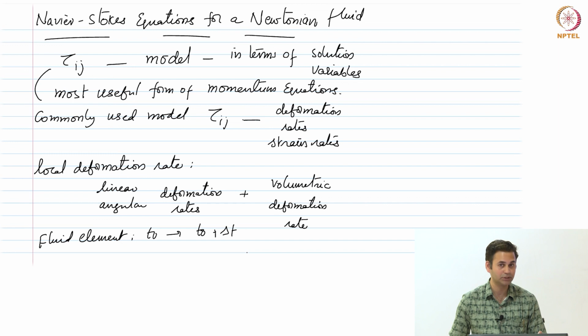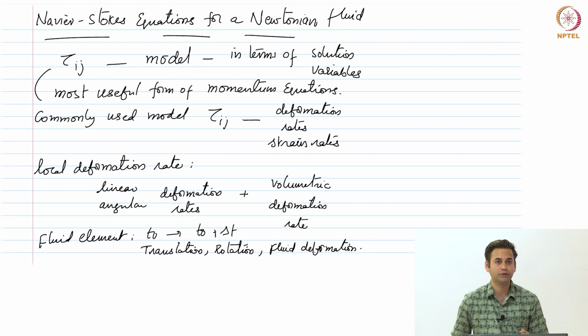These superpositions would be, you would recall from a fluid mechanics course, composed of a rigid body translation, a pure rigid body rotation, and fluid deformation, okay. And this fluid deformation would again be composed of two components. One is angular deformation, and the other is a volumetric deformation, okay. So essentially you have all these four. We are only looking at the latter part, which is the fluid deformation, the angular and the volumetric deformations, because the other two do not come into the picture in modeling the shear stresses that we have for a fluid, okay.